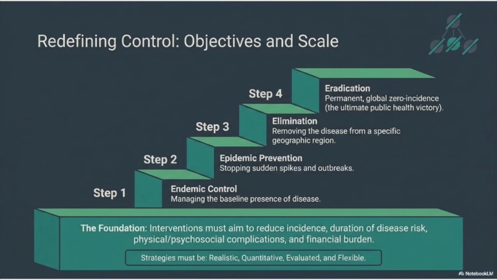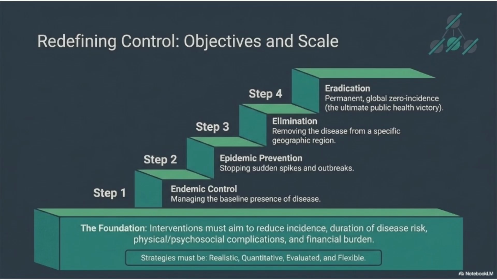The first level is disease control. Here, the occurrence of disease is reduced to an acceptable level through continuous public health measures. However, the disease still exists in the community, and ongoing interventions are necessary to keep it under control. Tuberculosis and malaria control programs are good examples.